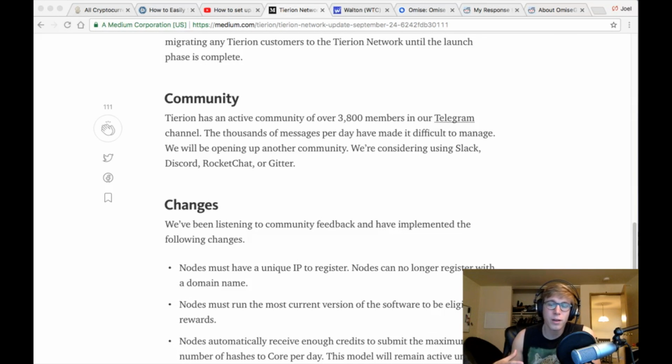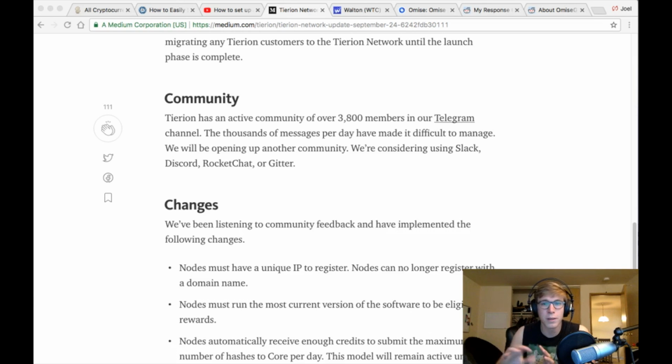So the way that the Tierion node system worked initially was that it cost 2,600 Tierion to start up a node, and the reward happened every 30 minutes, and the reward was around 6,500, I think. So they've now done away with the credit system, which was basically you had to pay 100 Tierion to the core address so that you could get enough credits to participate in the lottery system that they have.